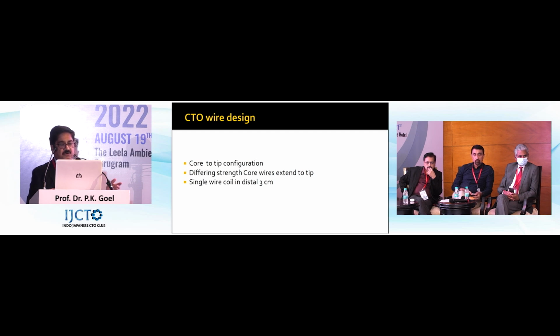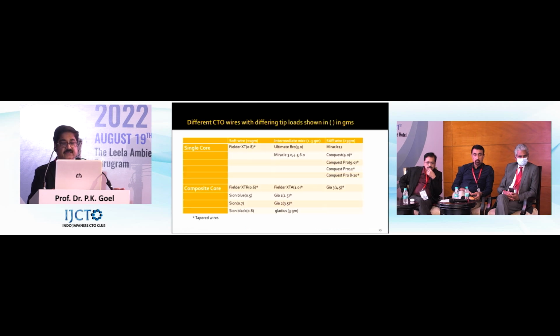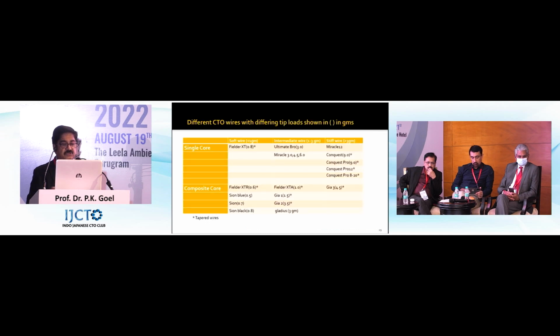CTO wire designs usually are core to tip, so you must know that. And that's the picture showing the dual core of the Asahi wires, which is a central wire, and then you have 6 wires wound around it like a rope. So the composite core wires are the XTR, XTA. The plain XT is a single core wire, and then we have the Gaia series of wires. The Conquest and Miracle series of Asahi are core to tip design, but they don't have the dual core, so directing them is a little more difficult.